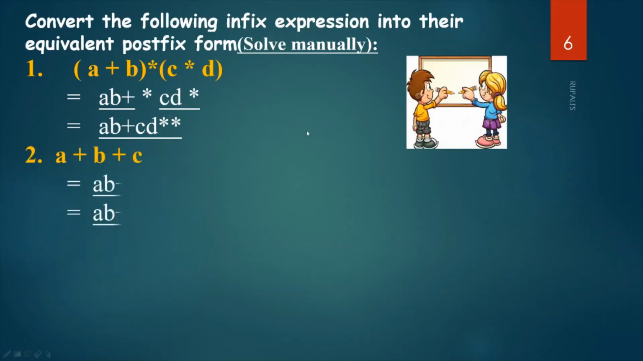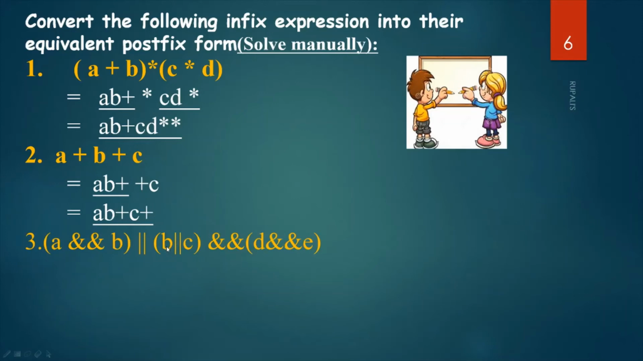When it is a plus b plus c, because both are plus, so always start from the left hand side, the priority is same. So first do this plus operation, so ab plus, then plus c. After that it becomes ab plus c plus.